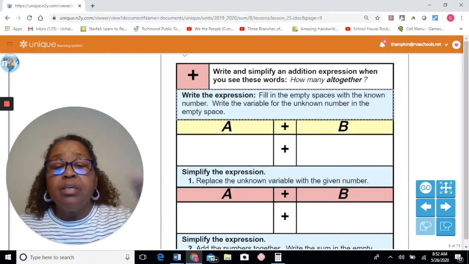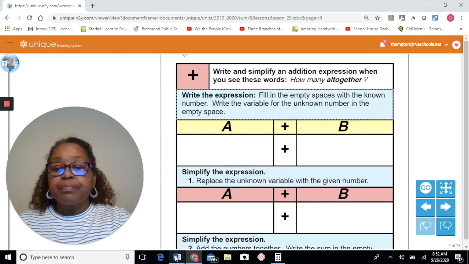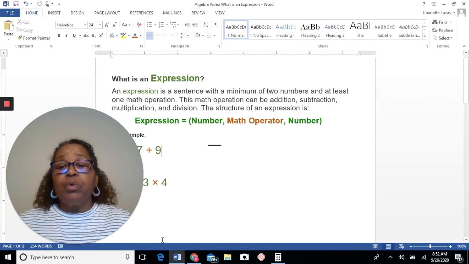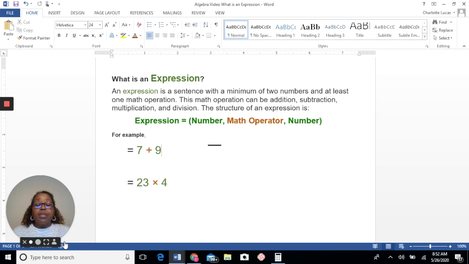I would also like to go over some vocabulary with you. When we go over this vocabulary, it will help you to understand what Ms. Lucas is talking about when we're talking about expressions and when we're talking about equations. So what is an expression? And we're in math now, so we're talking about a math expression. An expression is a sentence with a minimum of two numbers and at least one math operation.